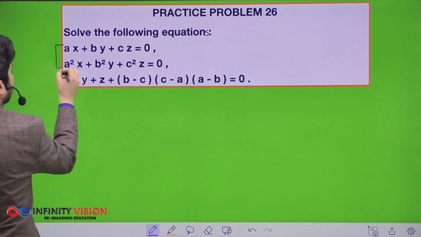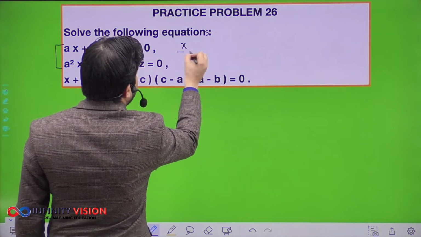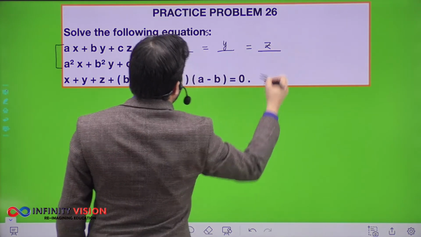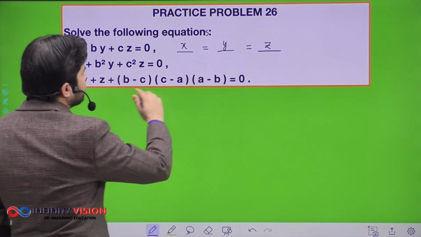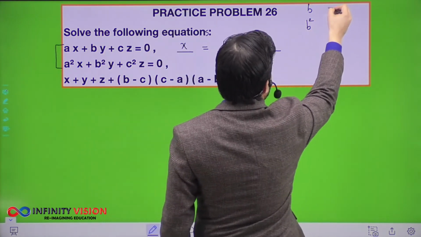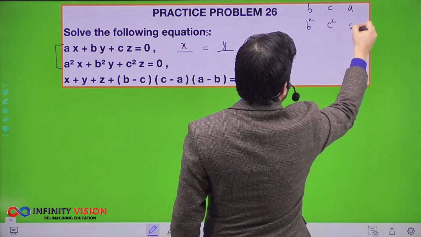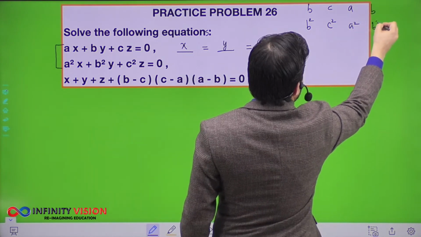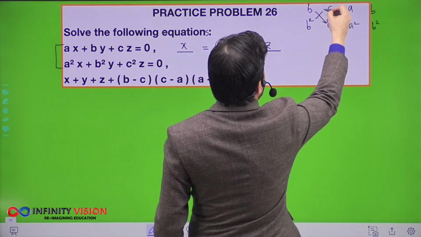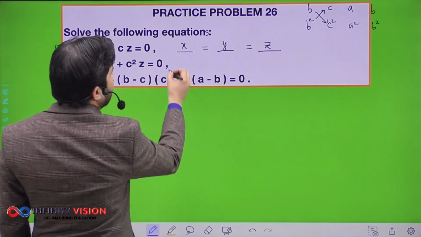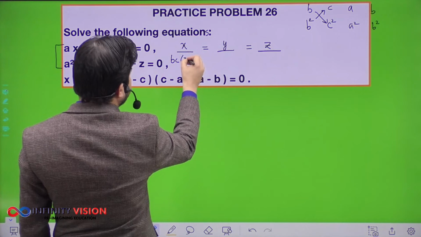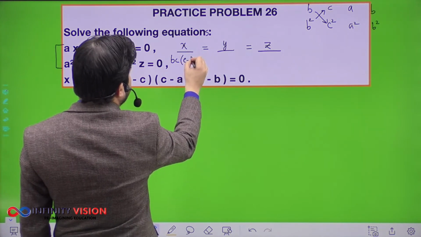We'll just try to write what we have as x upon y upon and z upon, and we are going to do the cross multiplication. So the first guy would be b square, then we'll have c square, very symmetrical, then a square, and then it will end with b square. So this would be bc square minus b square c. bc square minus b square c makes it bc common, and then c minus b.